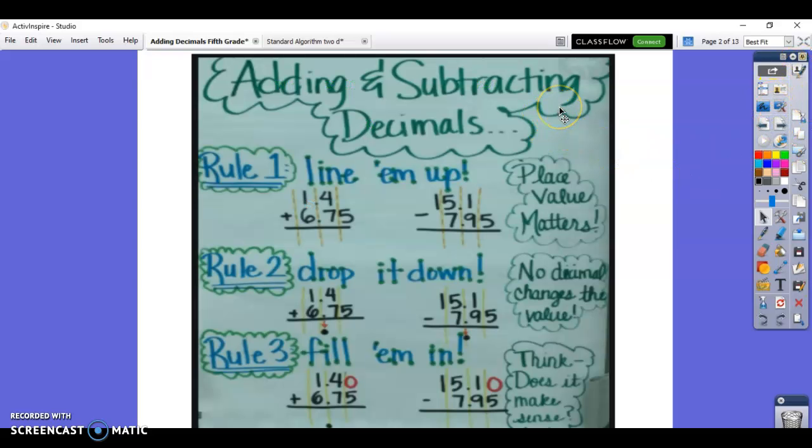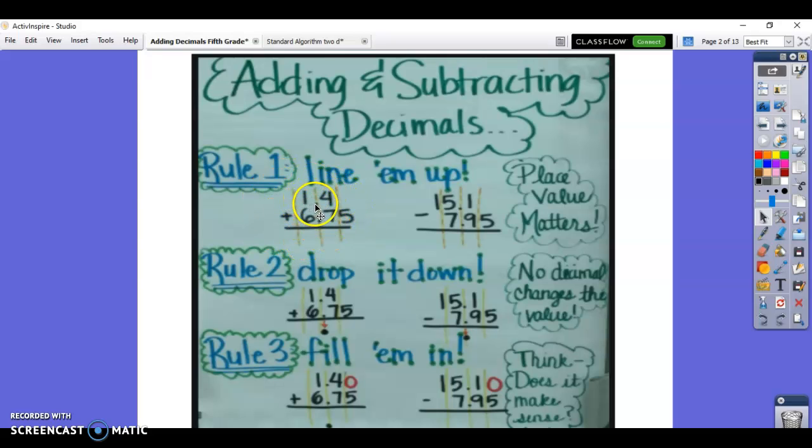All right, inside of your notes, I want you to write the notes. We can just do the first part of it, which is addition, but we are going to be creating the anchor chart, adding and subtracting decimals. Your Rule 1 is line them up, meaning line up the decimals. Your ones place, your decimals, your tenths, and your hundredths need to be lined up because the place value matters. We can just do Rule 1 and write the sample for adding today.